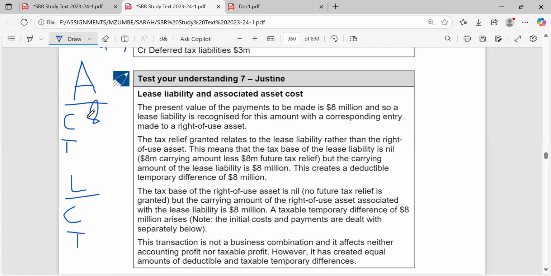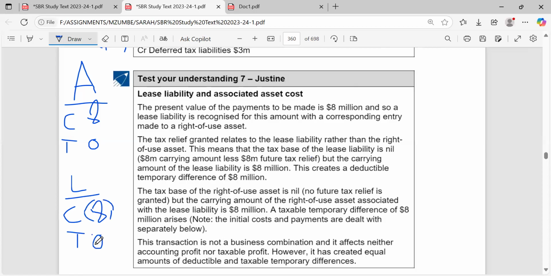So we say the carrying amount of the asset was 8, but the liability was also 8, right? We said you debit right of use asset at 8, and you credit lease liability at 8 again. So these are what I've written here, right? But the question explicitly tells us that the grant of tax relief is provided on lease liabilities. So for the lease asset, we would say you have nil, while for the lease liability, to get the tax base, you take the carrying amount, which is 8, minus that 8, which is what is deductible, right? So 8 minus 8 would be 0, right? So for liabilities, we should put a negative sign here.